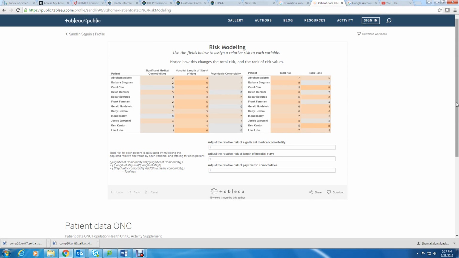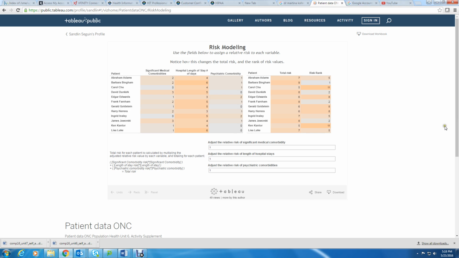We developed a simple tool to illustrate how risk segmentation changes depending on the relative weights of the different factors in the models you apply. We included 12 patients and 3 factors: significant medical comorbidities, hospital length of stay, and psychiatric comorbidities. On the far right are the risk rankings of the patients based on those relative weights.